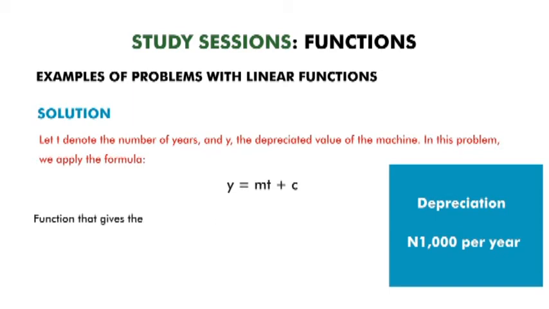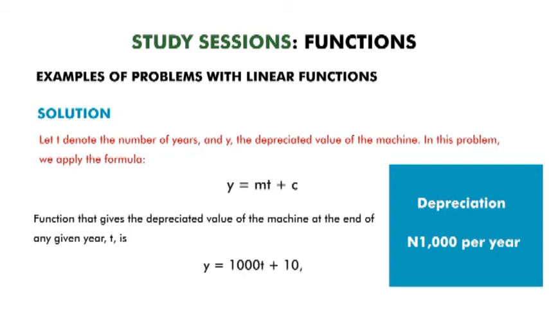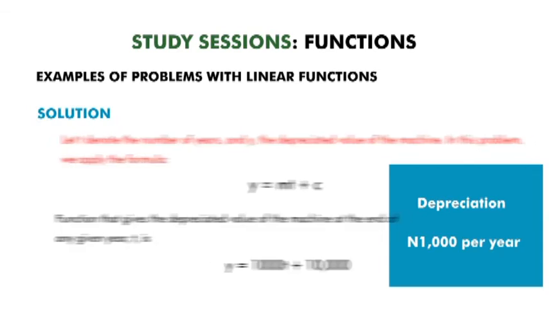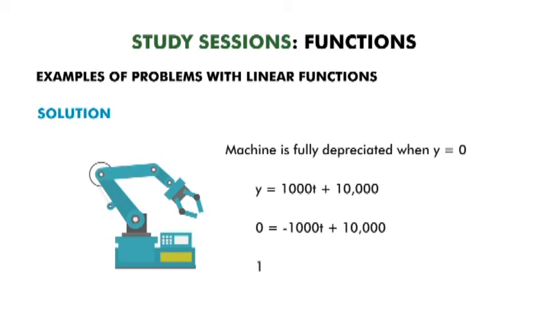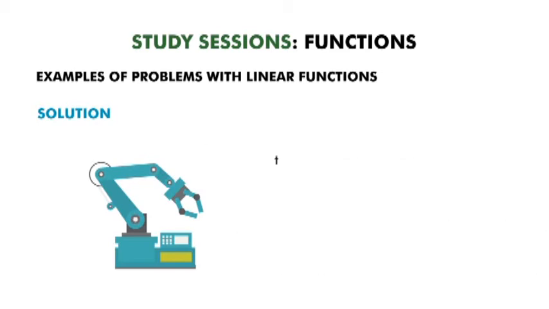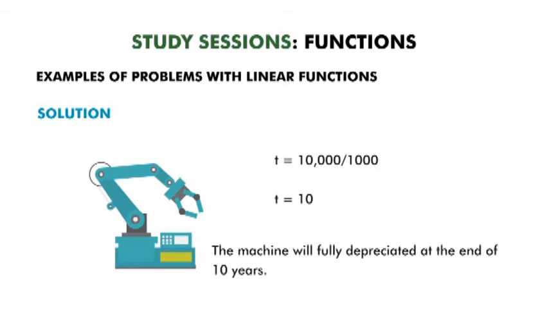That is, the function that gives the depreciated value of the machine at the end of any given year, T, is Y equals 1,000 T plus 10,000. The machine is fully depreciated when Y equals 0. 0 equals 1,000 T plus 10,000. 0 plus 1,000 T equals 10,000. 1,000 T equals 10,000. T equals 10,000 divided by 1,000. T equals 10. The machine will be fully depreciated at the end of 10 years.